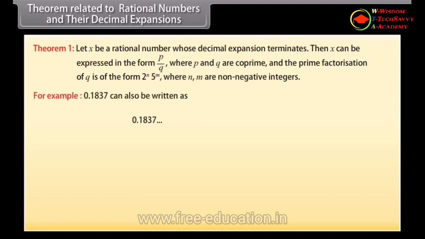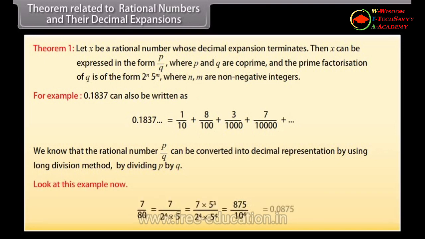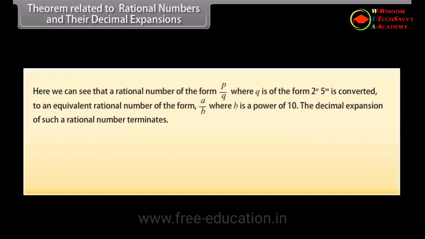0.1837 can also be written as a fraction. We know that the rational number p upon q can be converted into decimal representation by using the long division method, dividing p by q. Look at this example now. Here we can see that a rational number of the form p upon q, where q is of the form 2 raised to the power n, 5 raised to the power m, is converted to an equivalent rational number of the form a upon b, where b is a power of 10. The decimal expansion of such a rational number terminates.